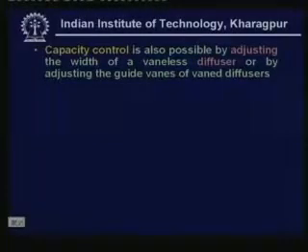Capacity control is also possible by adjusting the width of the vaneless diffuser or by adjusting the guide vanes of a vane diffuser. In the last class I explained the function of a diffuser, and I also mentioned that you can have either a vane diffuser or a vaneless diffuser. By adjusting the width of the vaneless diffuser or the orientation of the vane diffuser, you can control the flow rate. Normally you do not use it alone. Normally the method of capacity control by the vane diffuser is clubbed with the method of capacity control by the inlet guide vanes, so they are used in combination.